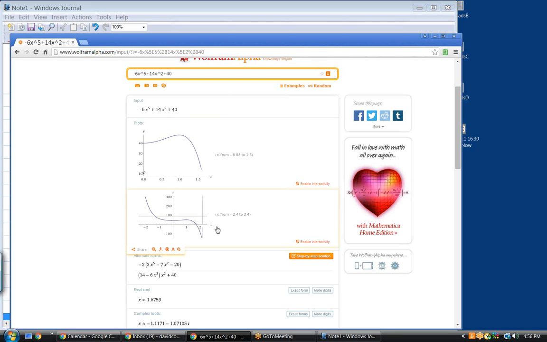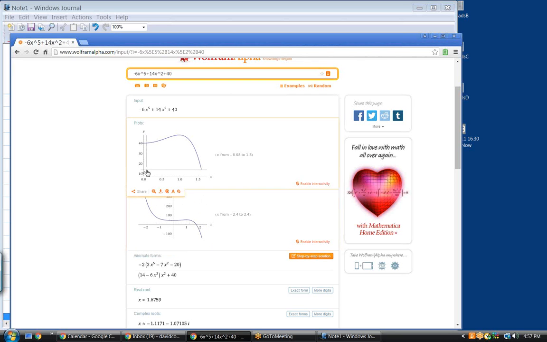And if I go far enough to the right, in other words, my end behavior for this function is positive infinity on the left, negative infinity on the right. So if I'm talking about absolute maximums, it's infinity. If I'm talking about absolute minimums, it's negative infinity.